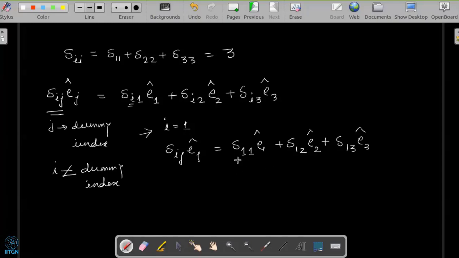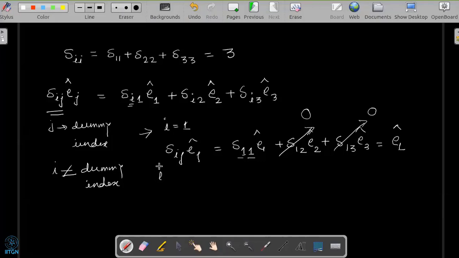Now, in this Kronecker delta 1 1, i is equal to j, so it is equal to 1. Here you have Kronecker delta 1 2, which means i and j are different, so it is 0. This term will also be 0. So actually, when you substitute i equal to 1, you get E1.